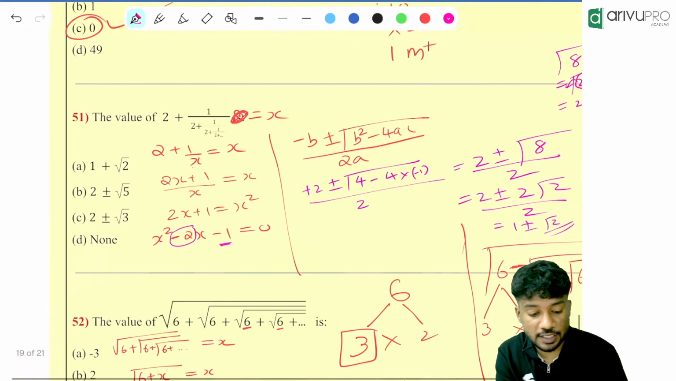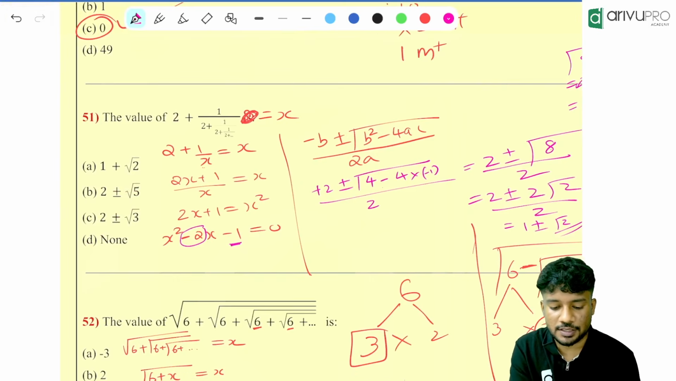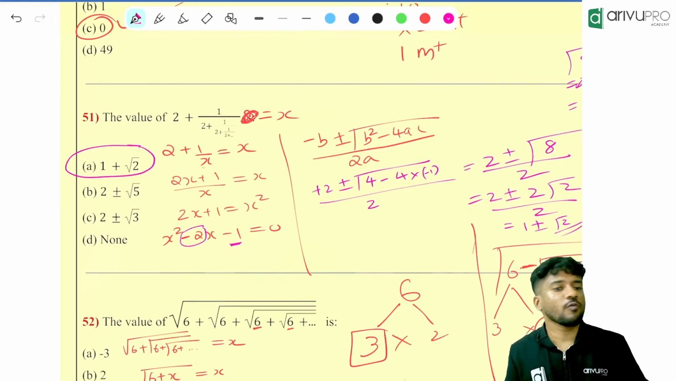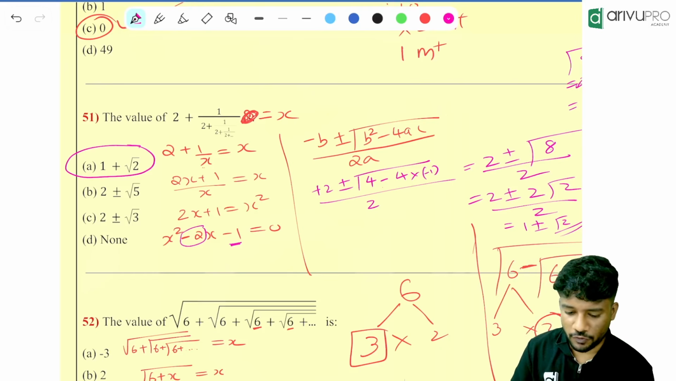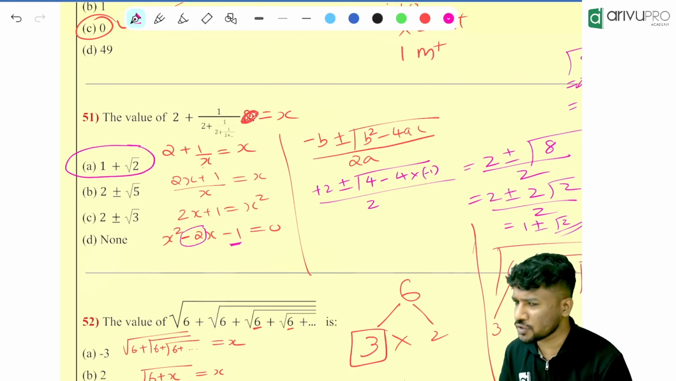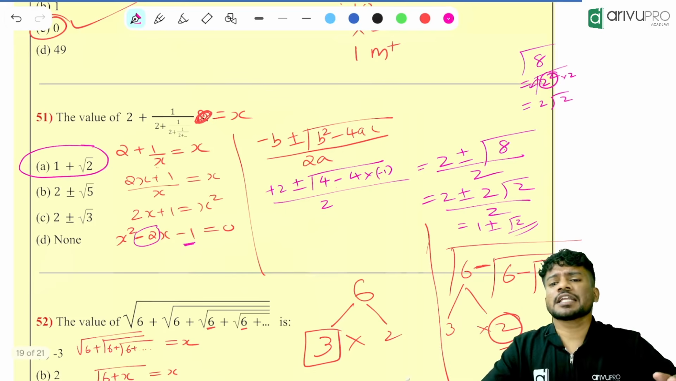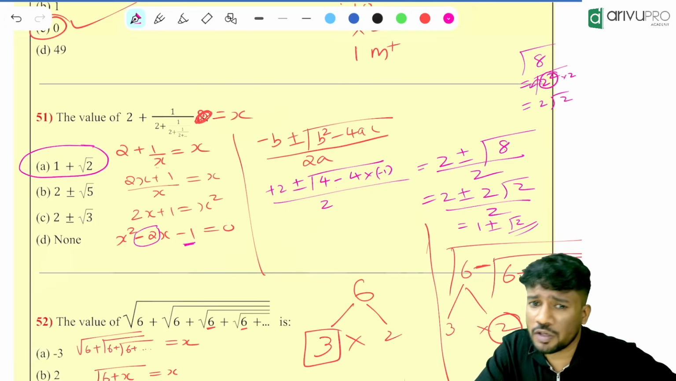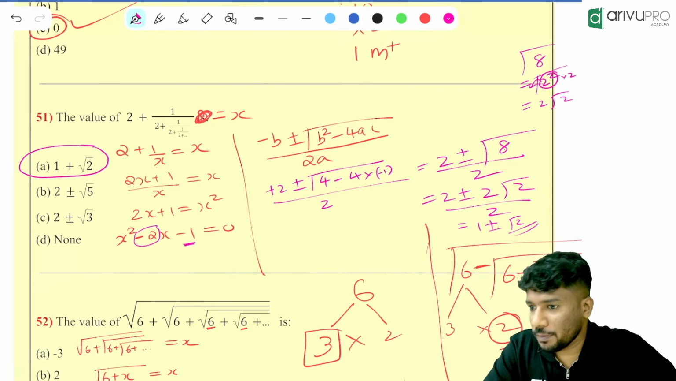Which option is your answer, people? 1 plus or minus root 2 is your answer. Which option should be the answer? We will go for option A. Why? Because we are not going for a negative number, so we can go for option A. Even if you mark option D also, it is correct. But basically, since we don't want a negative number into the picture, we will put the value as option A itself. Keep it in your mind.